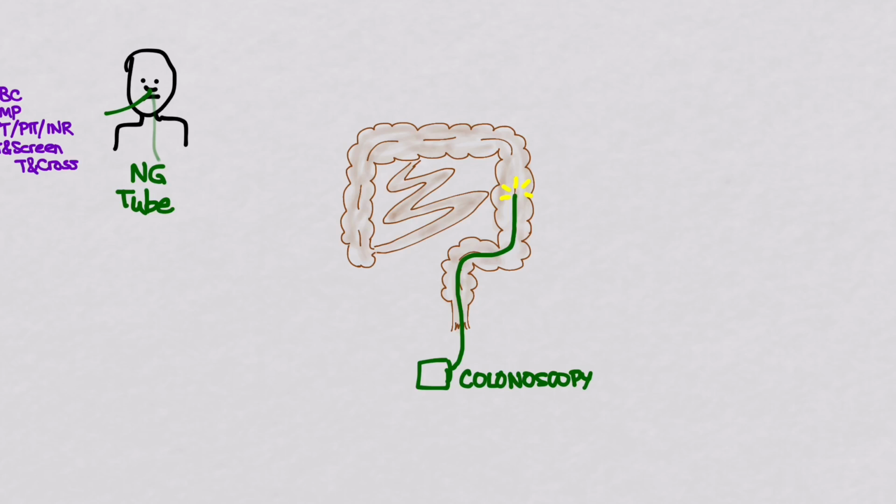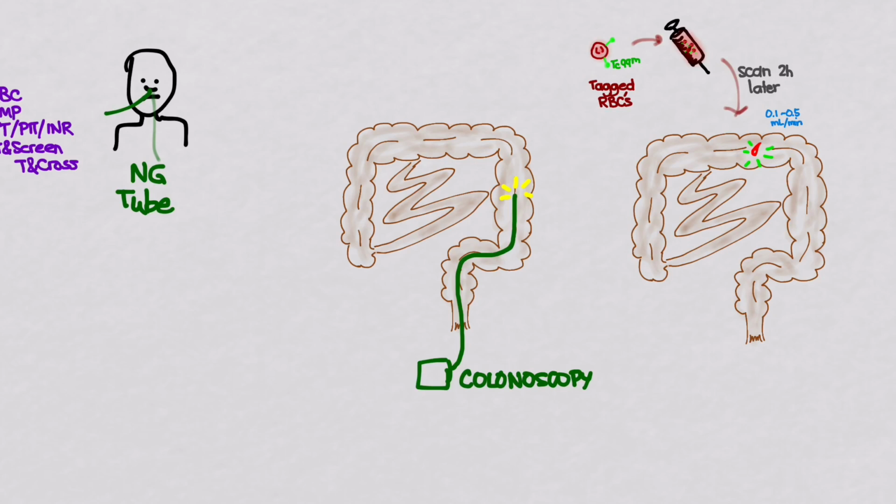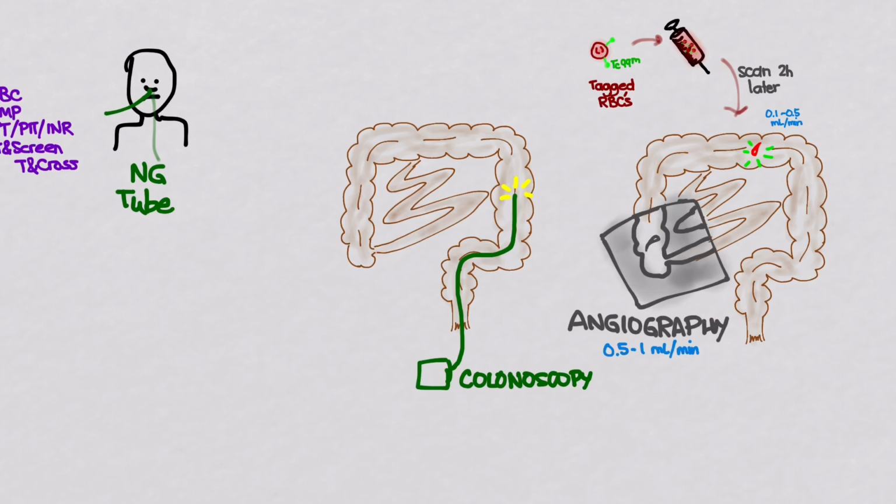So for these slower bleeds, you can do a tagged RBC scan. You take some red blood cells, you tag them with some nuclear material, you inject that into the patient. 2 hours later, you scan them, and then you can pick up bleeds that are a little bit slower, 0.1 to 0.5 milliliters per minute. And you can also use angiography to locate bleeds, and it can find bleeds at about 0.5 to 1 milliliter per minute.